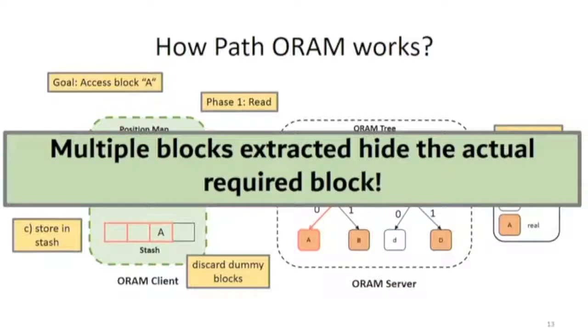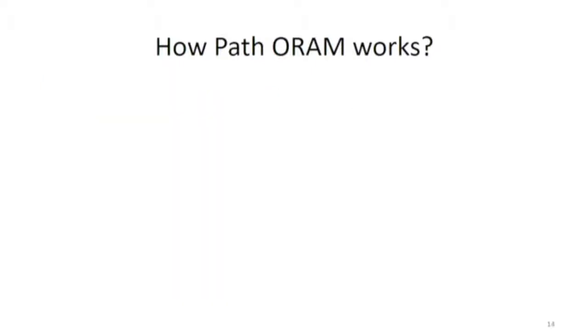So why is this secure? The only reason this is secure is because you extracted multiple blocks when you only needed one of those blocks. You extracted the whole path, and since the attacker doesn't know which one is real or which one is the dummy, the attacker doesn't know which block you actually wanted to access. So multiple blocks extracted actually hide the required block.